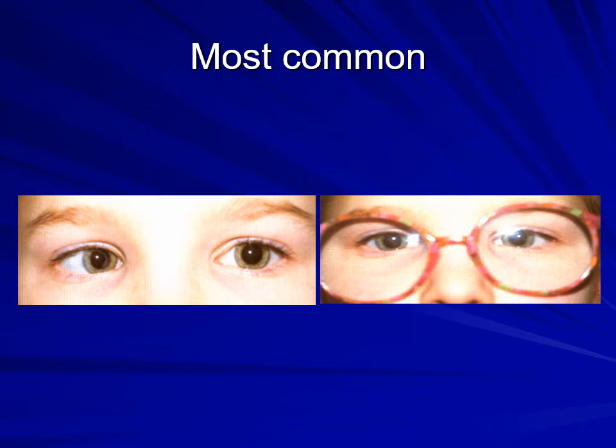This picture shows you the concomitant convergent squint in the left one, and the use of hypermetropic glasses is correcting this type of strabismus, and this is the most common cause of concomitant squint.